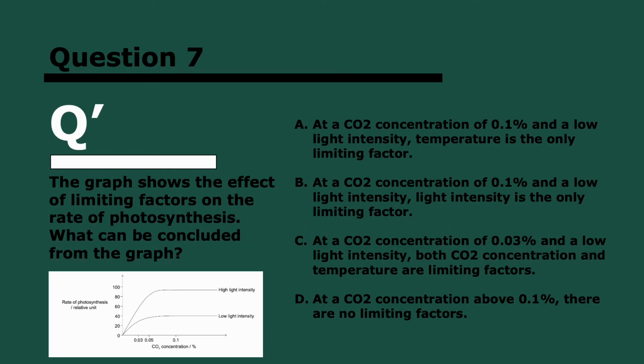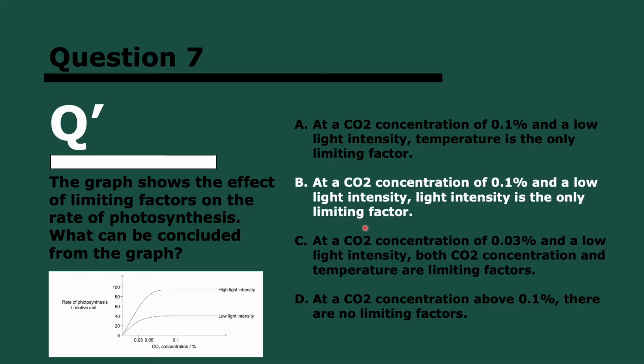So the graph shows the effect of limiting factors on the rate of photosynthesis. What can be concluded from the graph? Again, from the graph only. So 3, 2, and 1. B. Why? Because here we have a low light intensity, right? So at 0.1% and a low light intensity, light intensity is the only limiting factor. That is true. Why? Because when you increase the light intensity, photosynthesis automatically improves, right? Without changing anything else, showing that light intensity is indeed the only factor which is limiting that reaction, right?